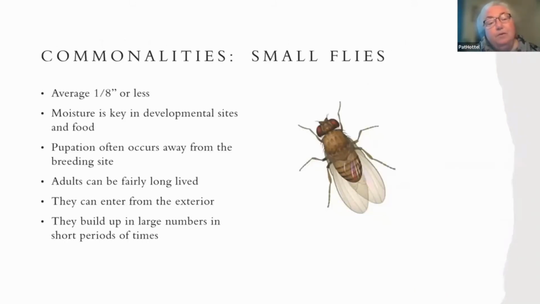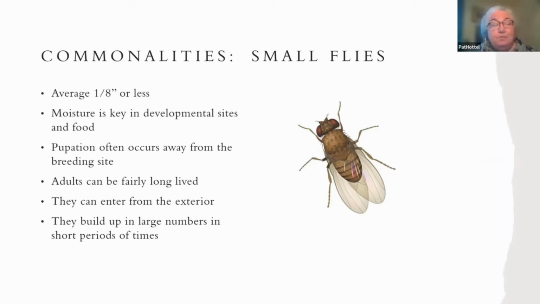I'd like to share a few commonalities. I'm going to talk about small flies and then the larger filth flies, contrasting the two. So let's talk about some commonalities of both, starting with the small flies. When I'm talking about small flies, we're talking about average size, 1/8 inch or less. That's kind of the dividing line. Moisture, we'll see this with a lot of flies, right? But moisture is going to be key in selection and survival of those flies in the areas where they're developing.